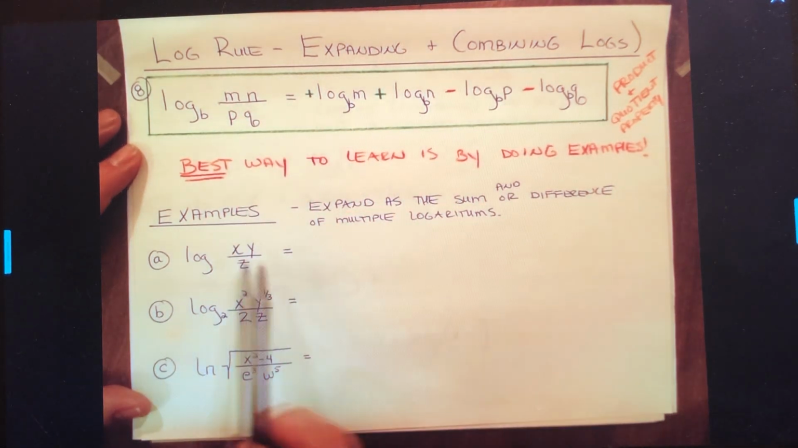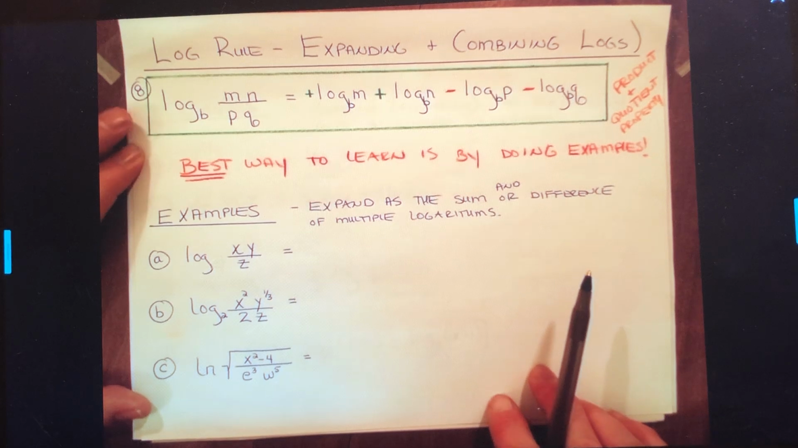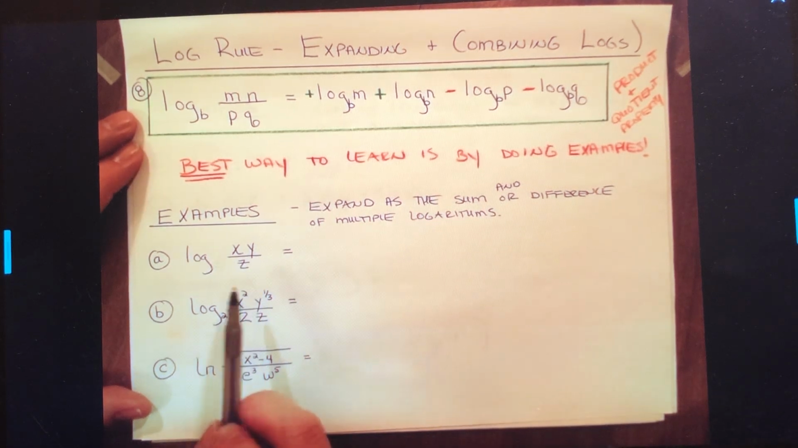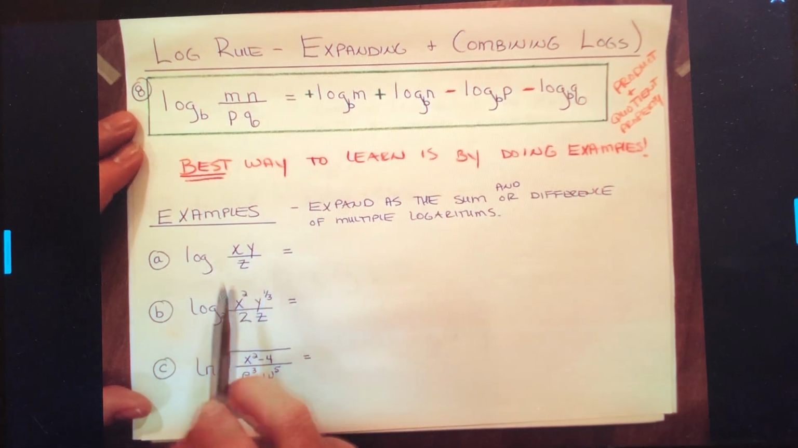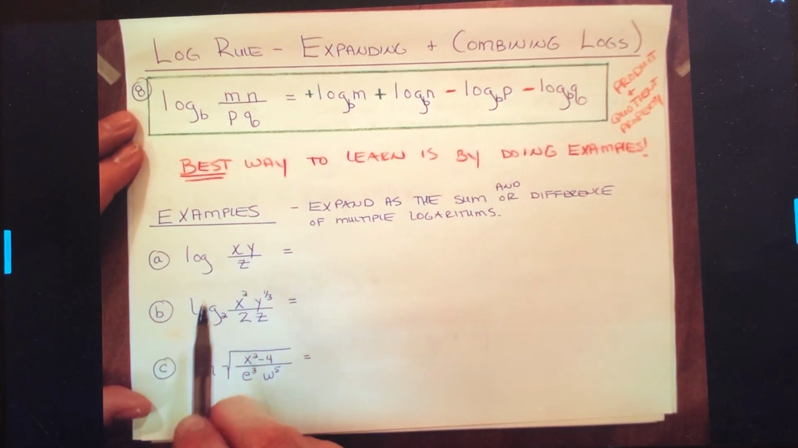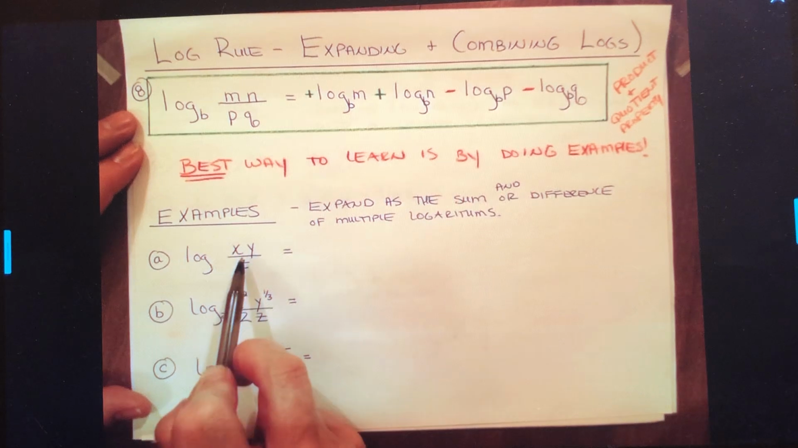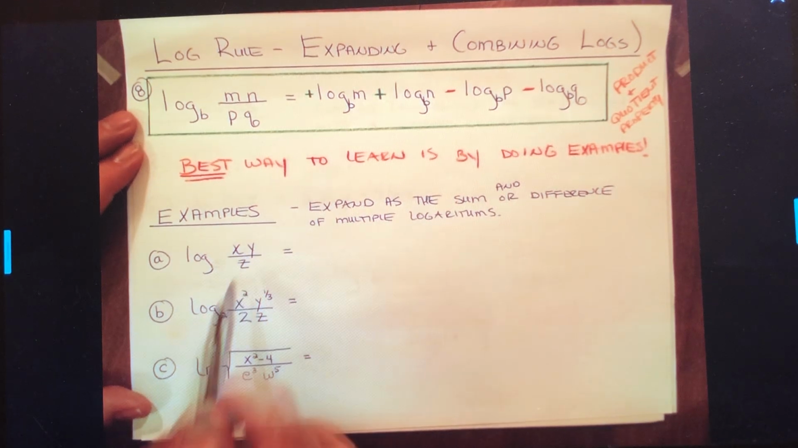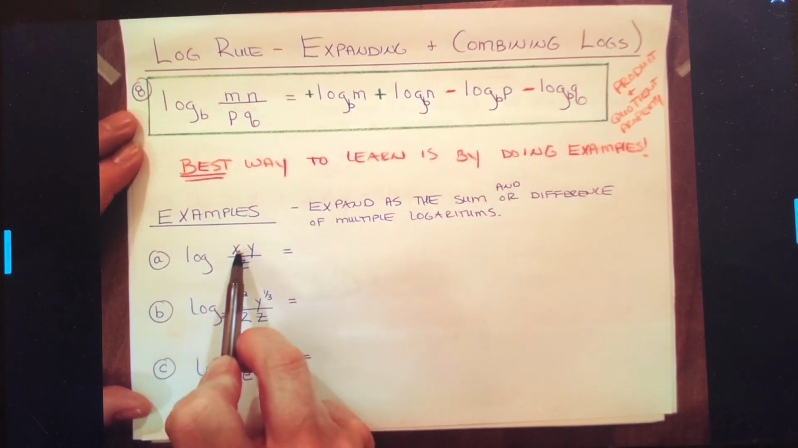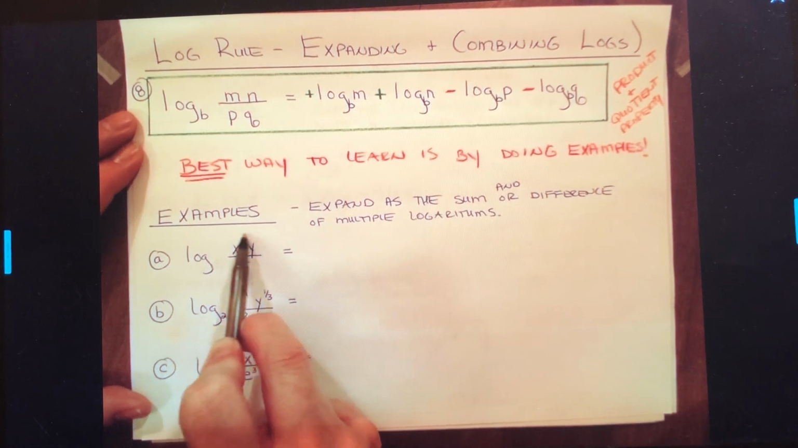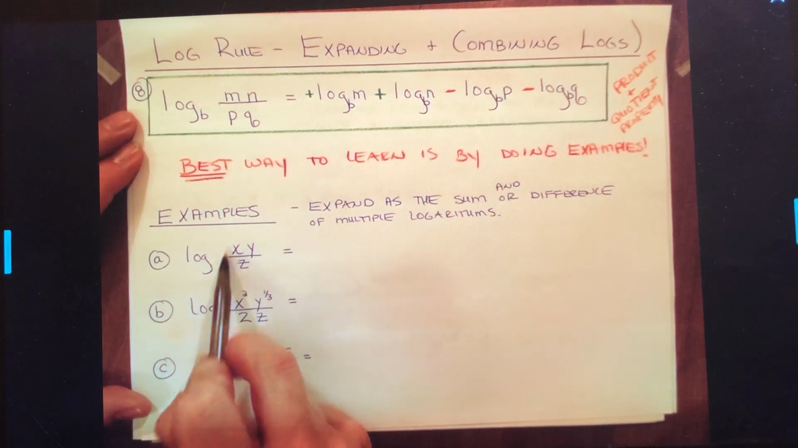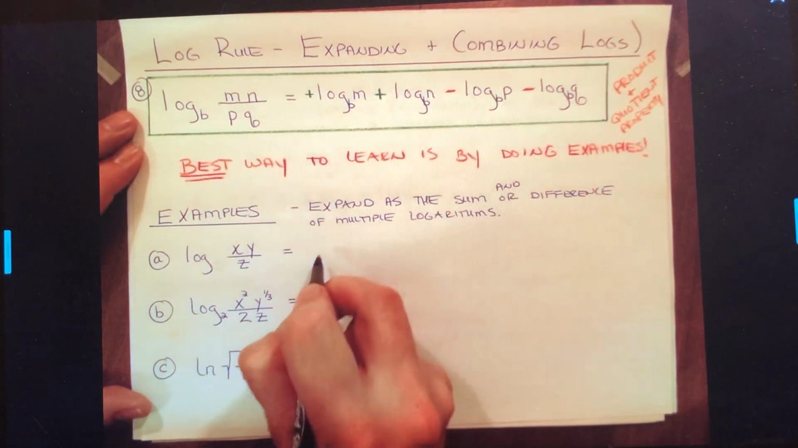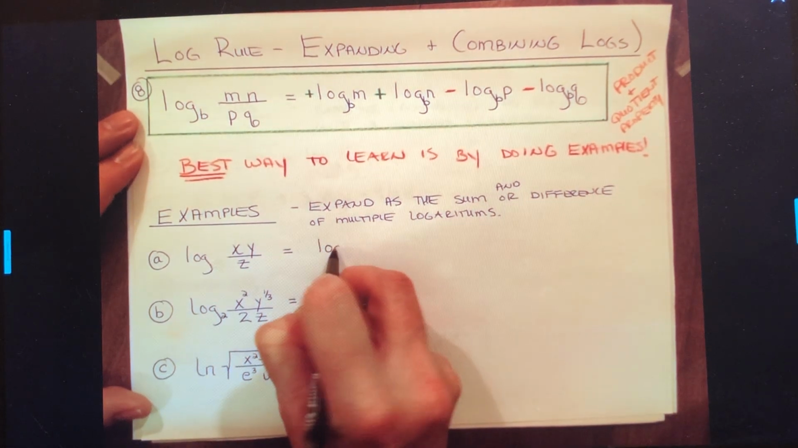Okay, so again, we're going to look at a couple of examples and try to learn the rule that way. If I say I want to expand this into the sum and or difference of multiple logs, the first thing I would note is I seem to have 3 different terms inside of here. I have an x, a y, and a z. So because I have 3 unique variables all multiplied or divided by each other, I'm going to write this as 3 logs.